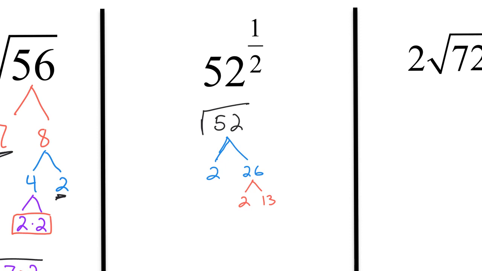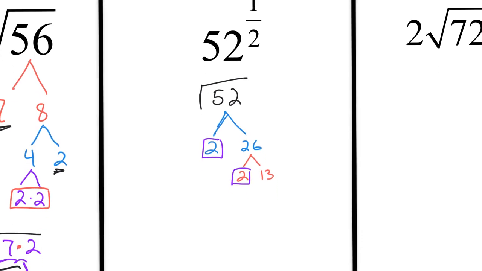So now I'm going to look for my pairs. So I can make a pair right here. You guys see those numbers? The 2's, 2 2's, that's a pair. 13 is the only number we have, so that is not a pair.